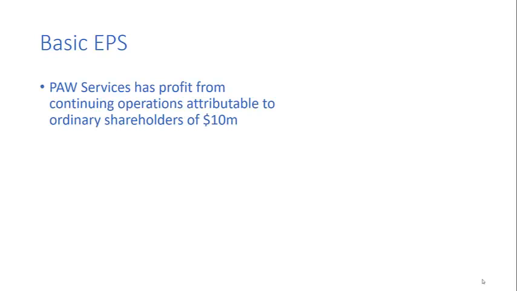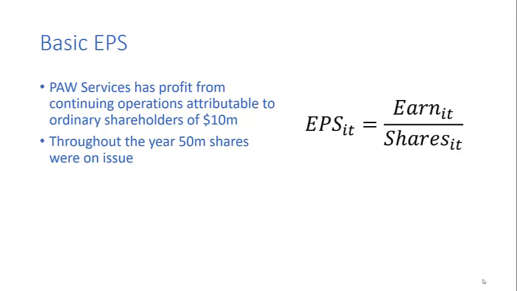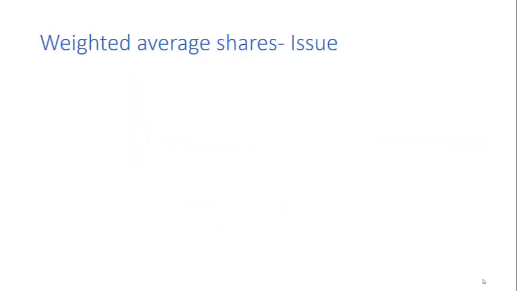We're going to start off by focusing on a basic earnings per share number, and we're going to think about this with some simple examples. Here we have Poor Services. It has a profit from continuing operations and attributable to ordinary shareholders of $10 million a year. Throughout the year, 50 million shares were on issue. And so if we're going to calculate our earnings per share number, we simply plug those numbers into the formula, 10 over 50, and that tells us that we have earnings per share of 20 cents. That's pretty straightforward.